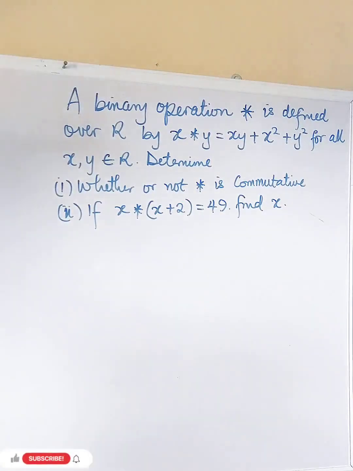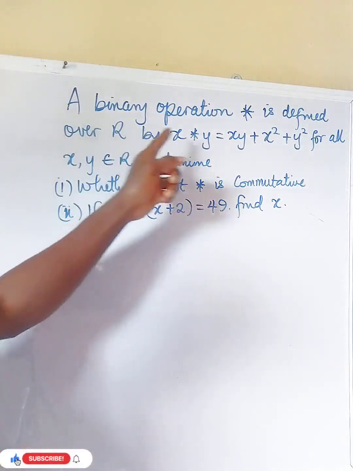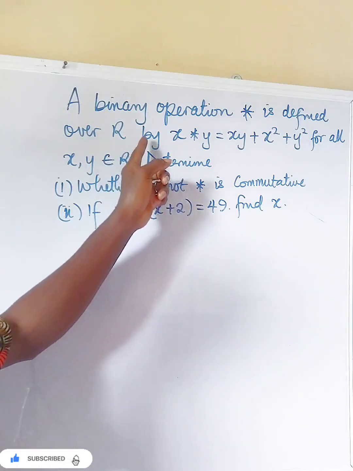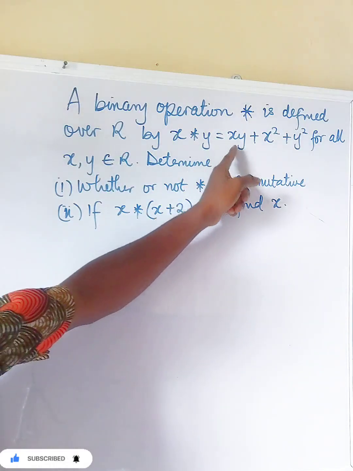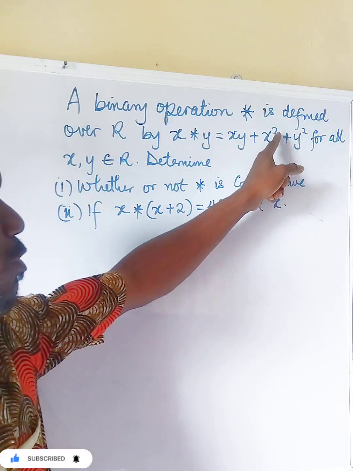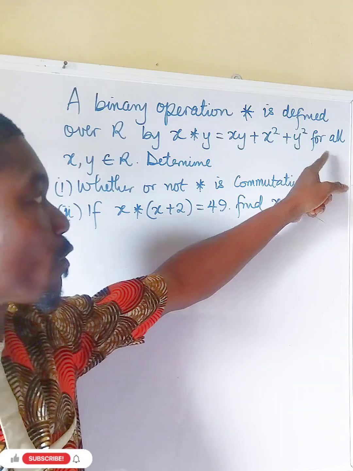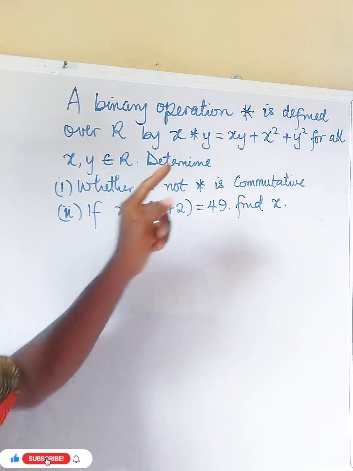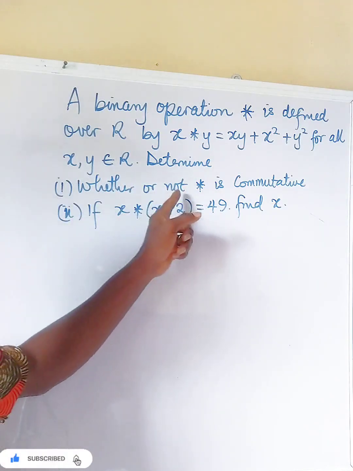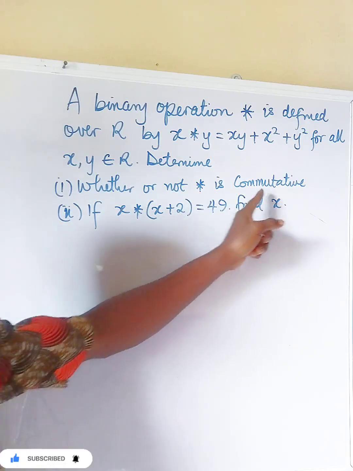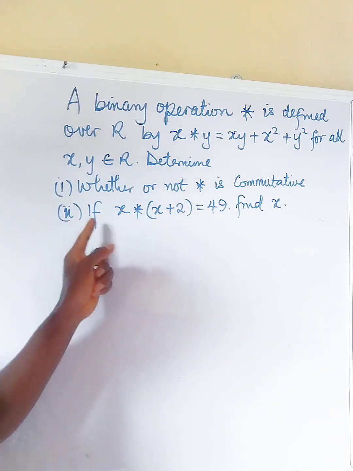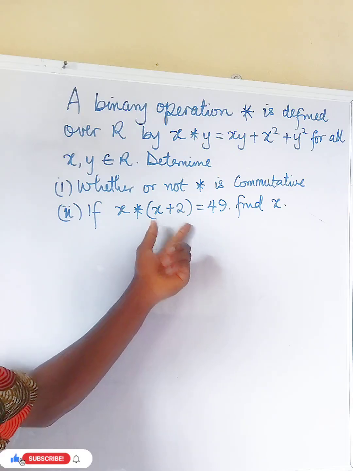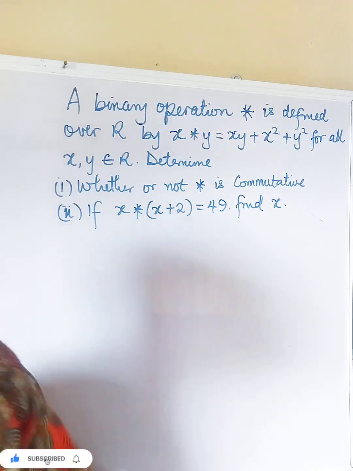Now let us look at this question. It says a binary operation asterisk is defined over R, which is the real numbers, by x * y = xy + x² + y² for all x, y which are elements of R. Now determine one, whether or not the operation asterisk is commutative, and two, if x * (x + 2) = 49, find x.